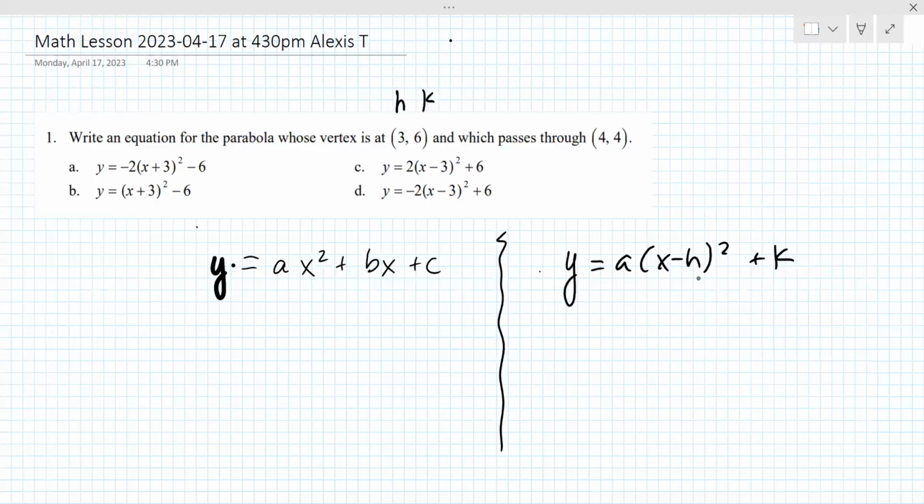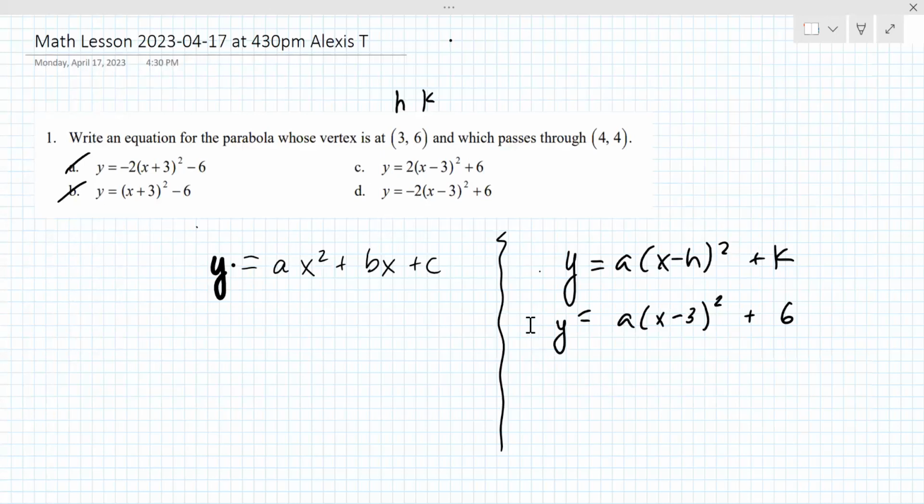Okay, so notice that we just put those values in. So it's a(x minus 3) squared plus 6. Based on that, are there any answers you can eliminate? Probably A and B. Yes, good. Okay, now what is the main difference between C and D?